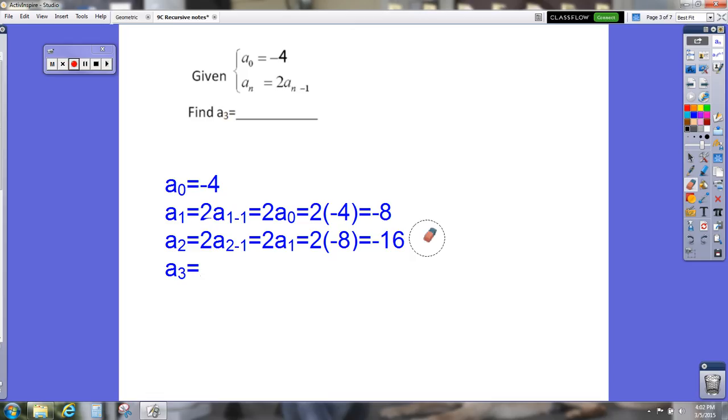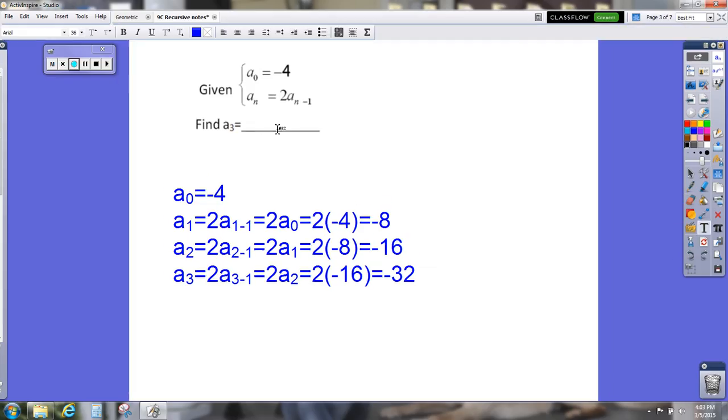And then finally, he asks us for the third term, so we're going to do this one more time. So plug 3 in for n. So 2 times a sub n minus 1, which equals 2 times a sub 2. Well, I found that a sub 2 was negative 16. 2 times negative 16 is negative 32. So that means my answer is negative 32.